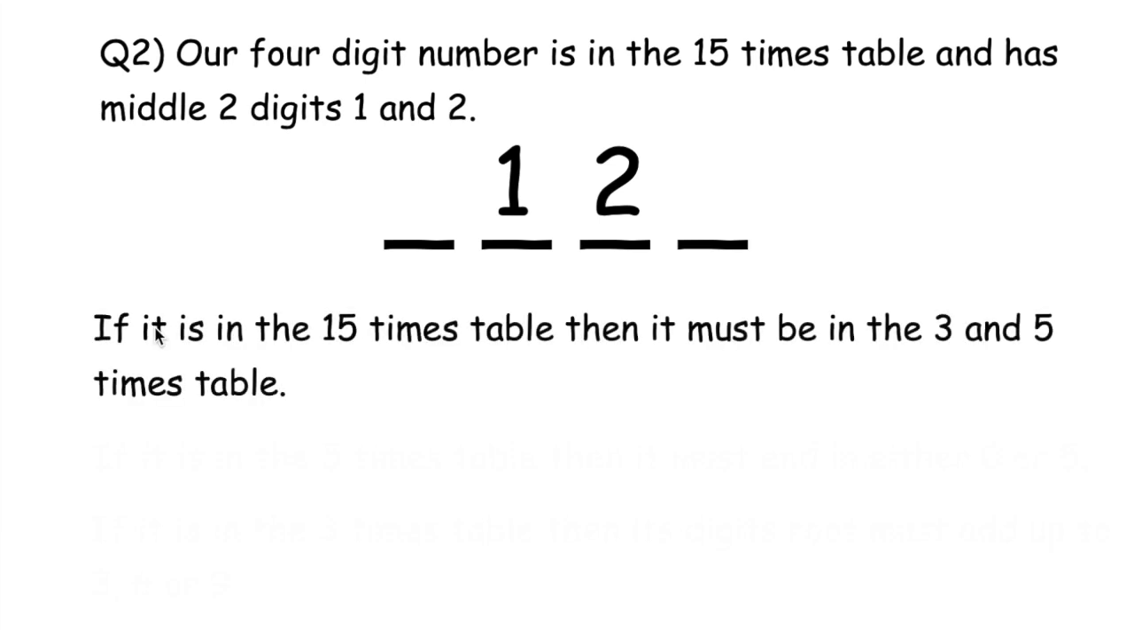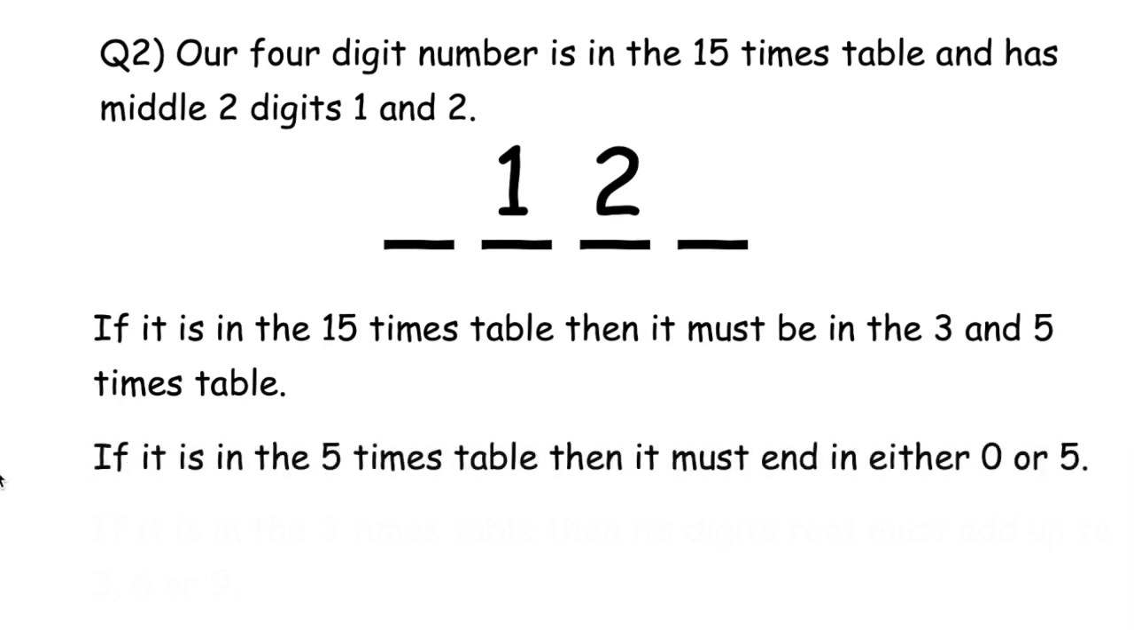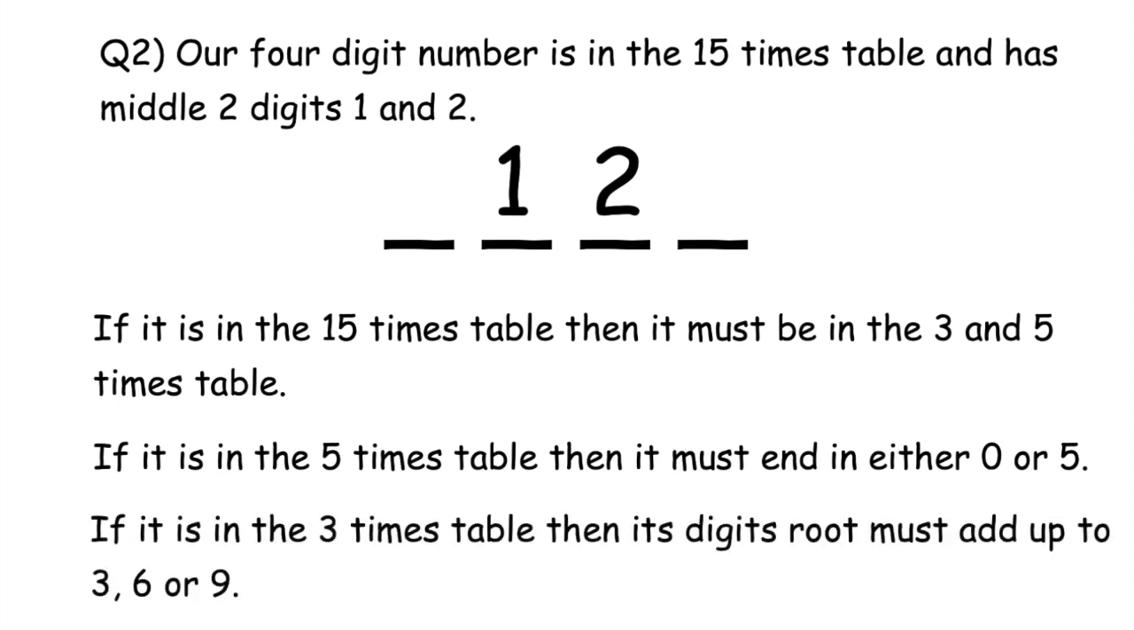If we know it's in the 15 times table, then our rules of division say, as 15 is in the 3 and 5 times table, it must be in the 3 and 5 times table. So if it's in the 5 times table, then it must end in a 0 or a 5. That's a nice easy rule to remember, that one. And if it's in the 3 times table, then its digit root must add up to 3, 6 or 9.